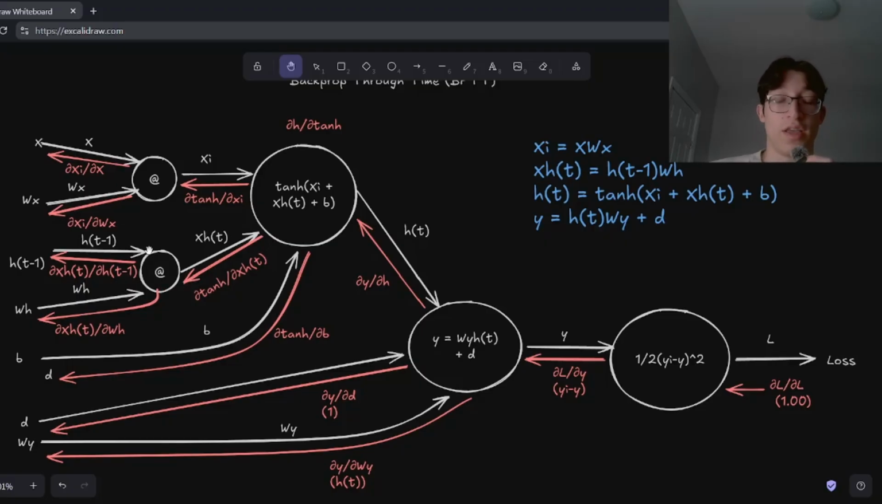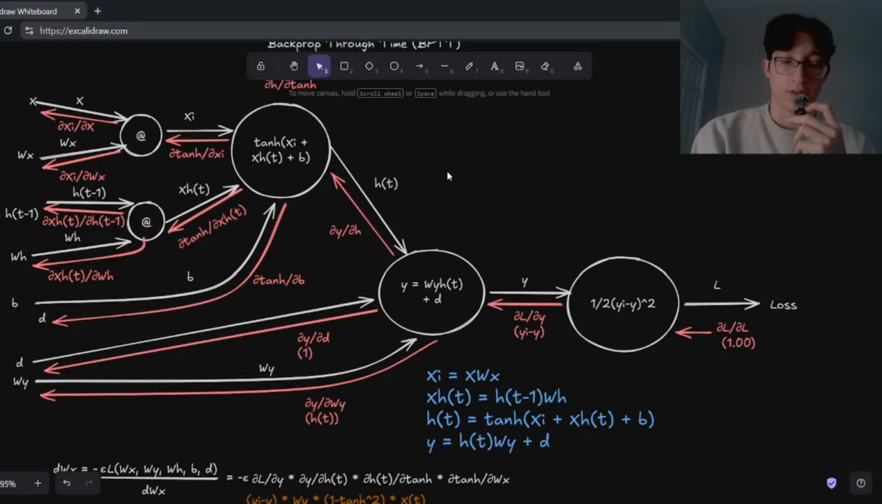One, if there's a hidden state already initialized, we would multiply that hidden state by the hidden weights, and here we would take the nonlinear activation function, in this case the hyperbolic tangent, and we add the result of xi to xh of t, and we add a bias. In the case that there isn't a previous hidden state, so for example, where time step t equals 0, then we would just add the bias and the xi input.